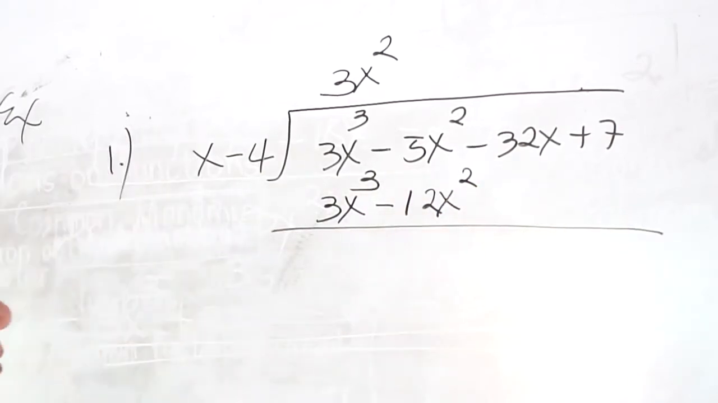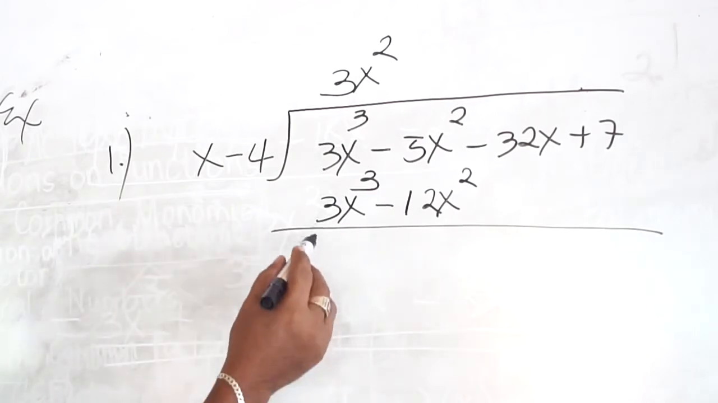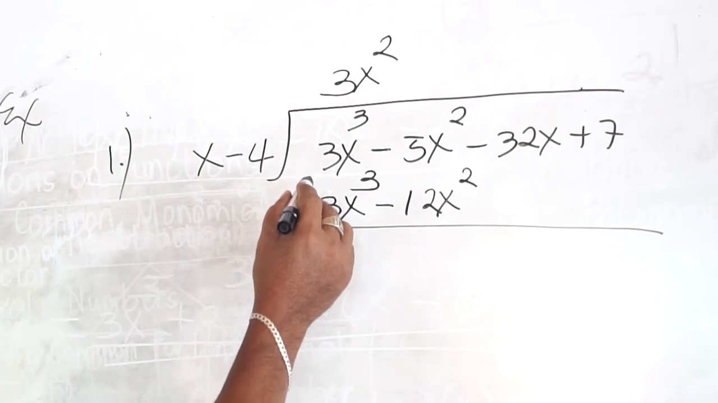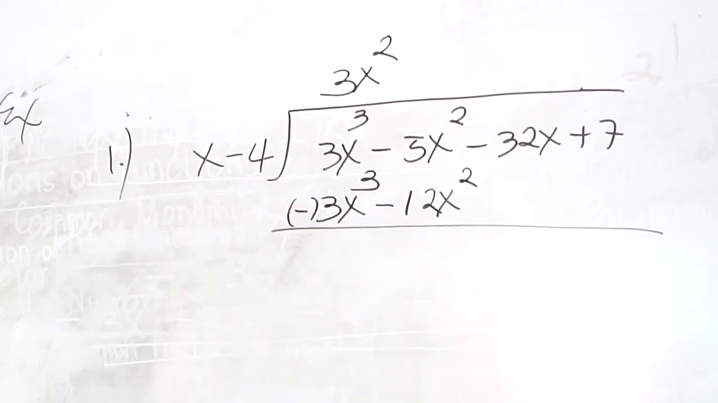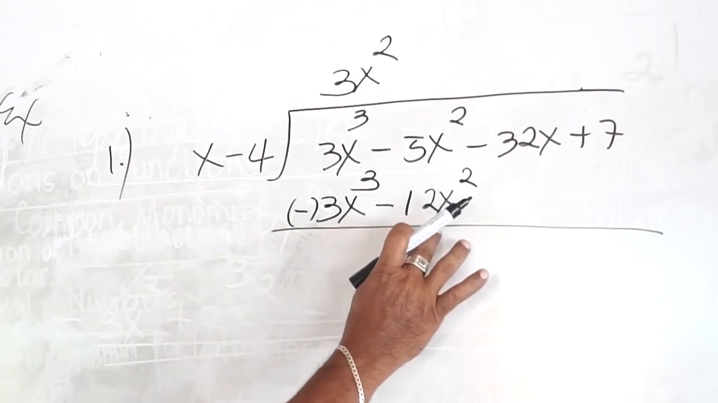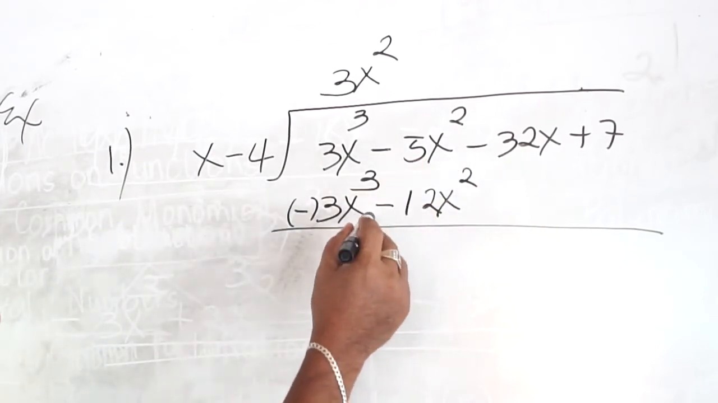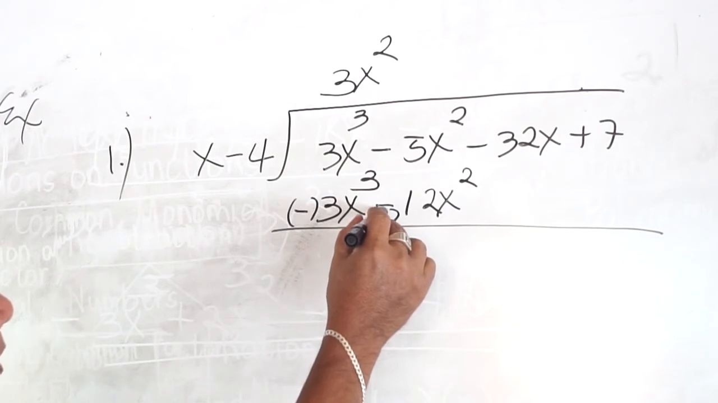Then after that, change the sign of the subtrahend. Positive 3x cubed becomes negative 3x cubed. Then we have positive 12x squared becomes positive.